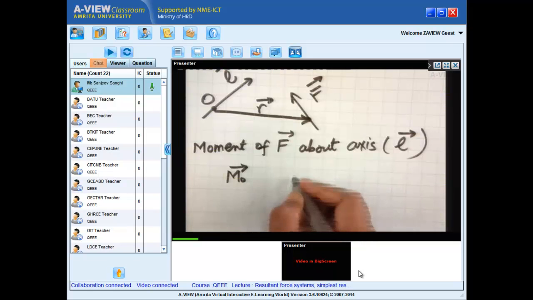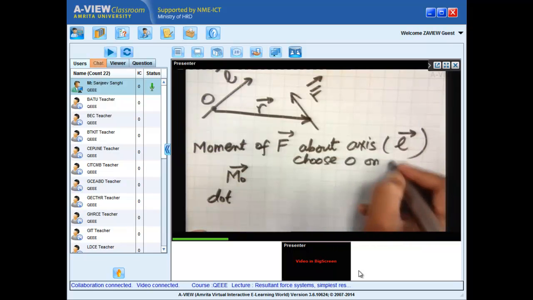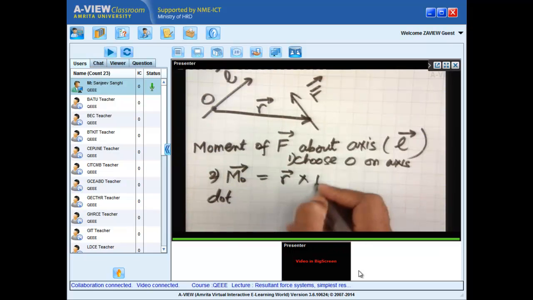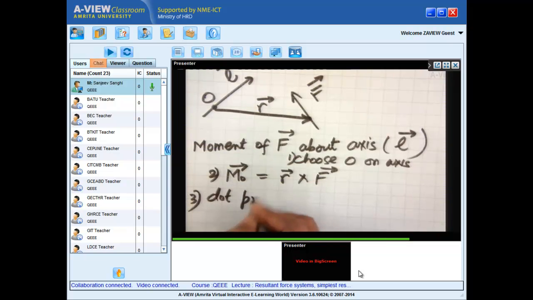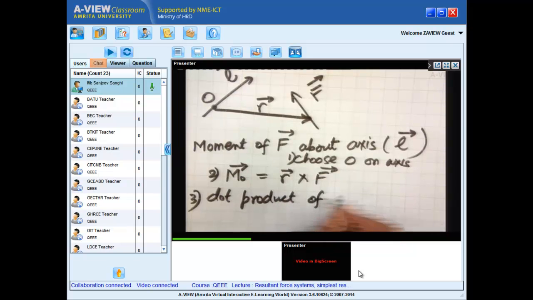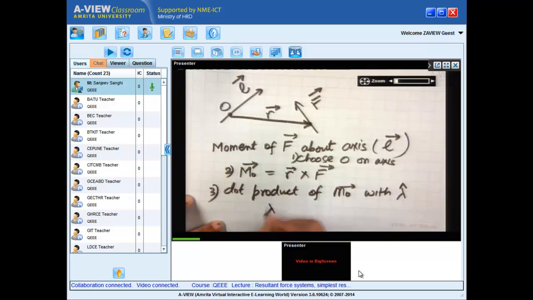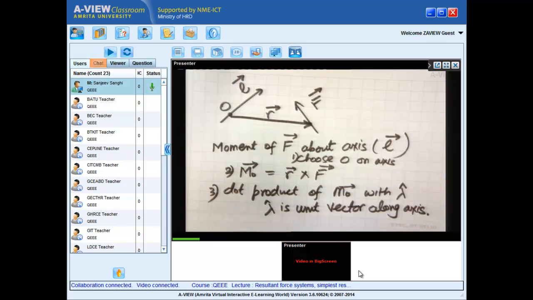and then we take a dot product. So choose O on the axis, then we calculate moment about O, which is equal to r cross F, and then we take a dot product of MO with lambda, where lambda is the unit vector along the axis. So this is what we had done in the last class.